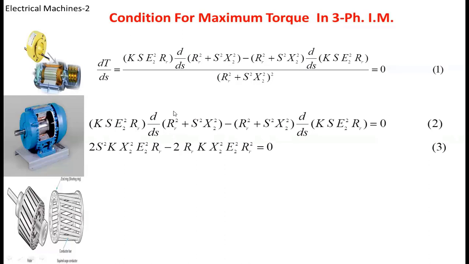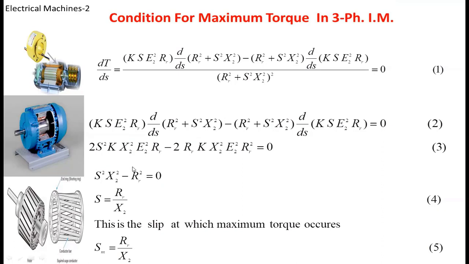Now we have to compute the differentiation in the numerator. See here, this is a constant, so the differentiation of the constant becomes 0. Here s square is there, so we are getting a 2s X2 square term. In the same manner here also we are getting one more term, that is 2s square K into X2 square E2 square into RR, minus 2 into RR K X2 square E2 square RR square equal to 0. If we simplify this equation, we are getting s square X2 square minus RR square equal to 0.